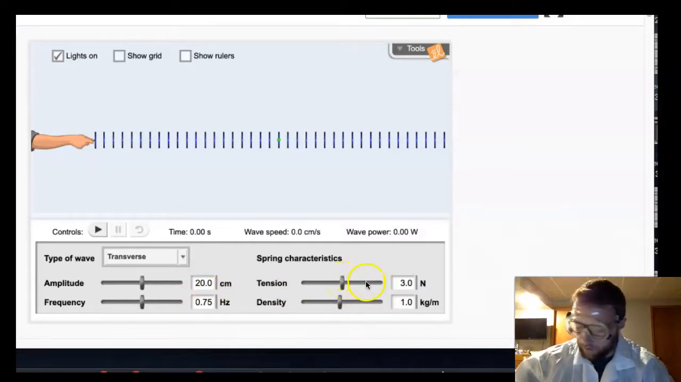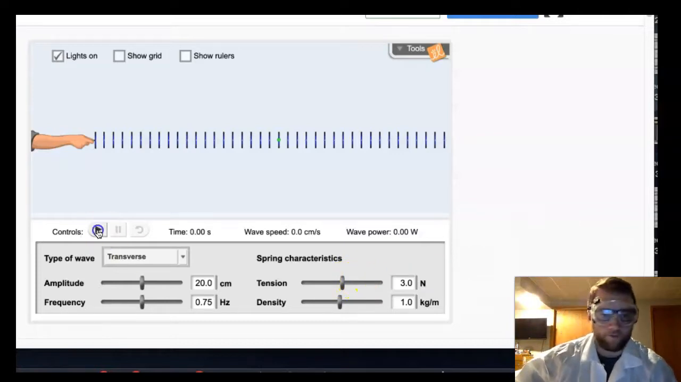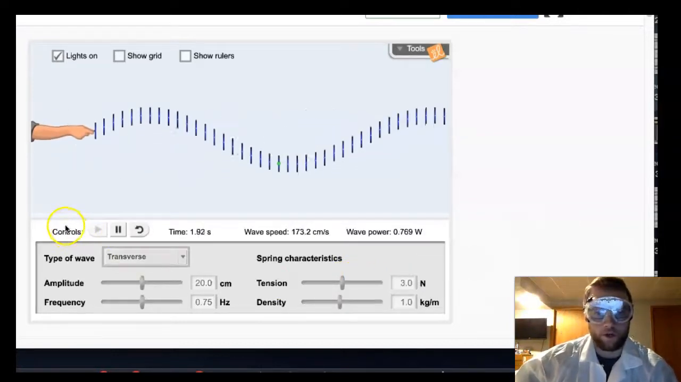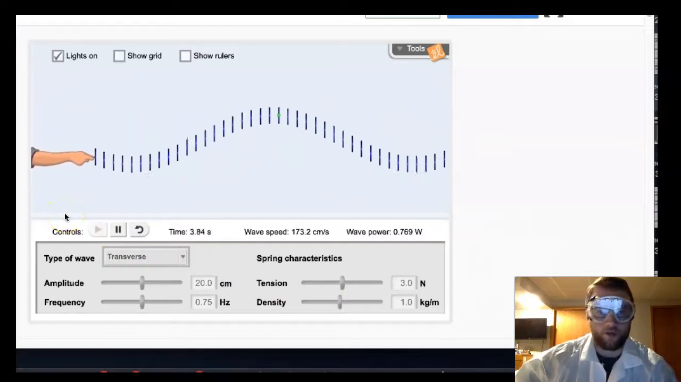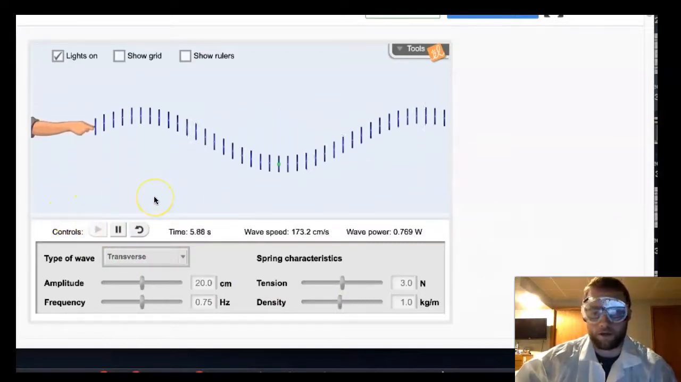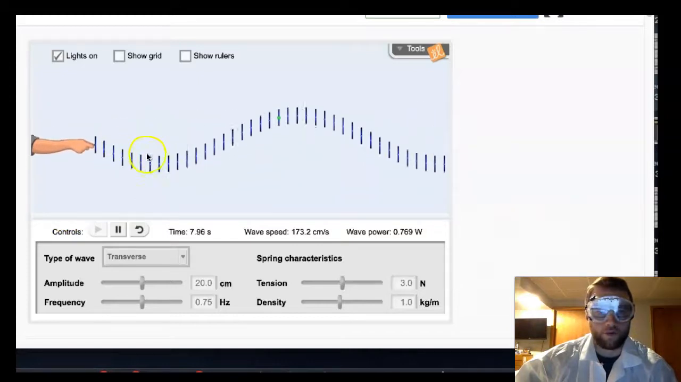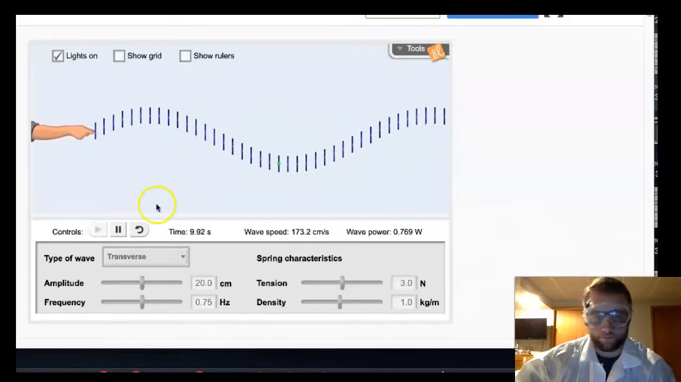Number 1, click play. How would you describe the motion of a transverse wave? All right, so here we have the motion of a transverse wave. How would you describe that? How would you describe the motion of this wave right here?